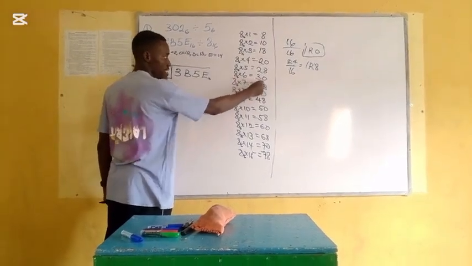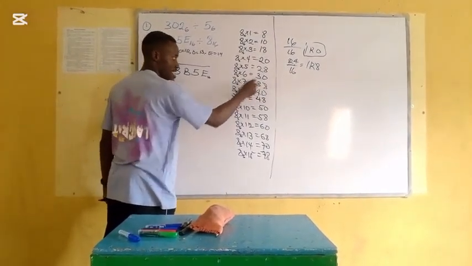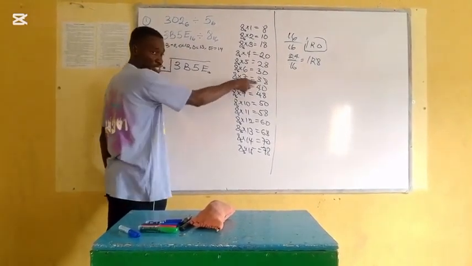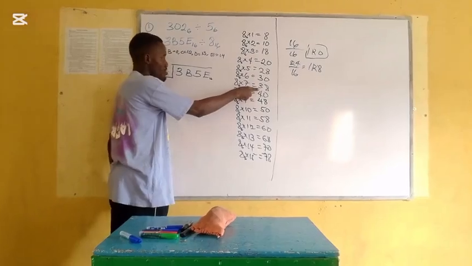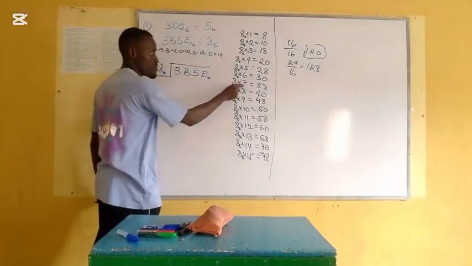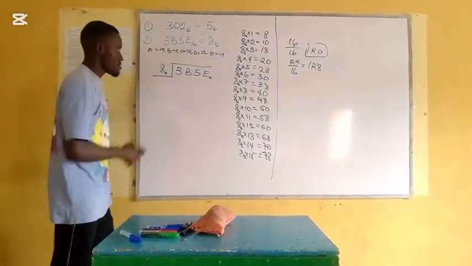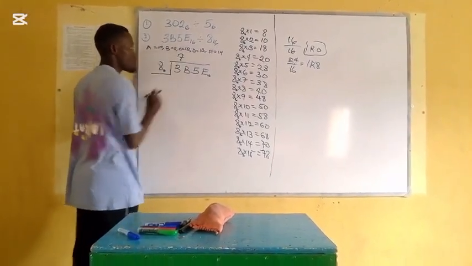8 times 6 is what? 30. 8 times 7 gives us what? 38. So which one is the highest? Which is this one here? 38. So therefore, my 8 in 3B is going to give me what? 7. So we come to 7 here.